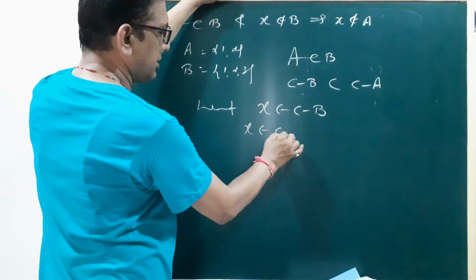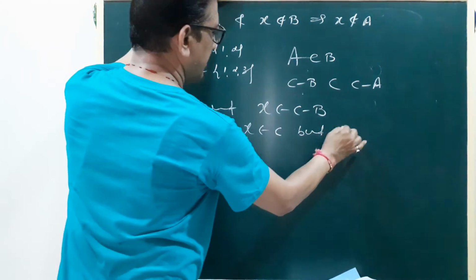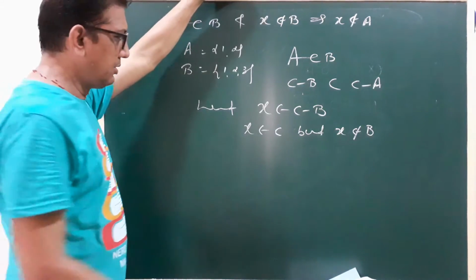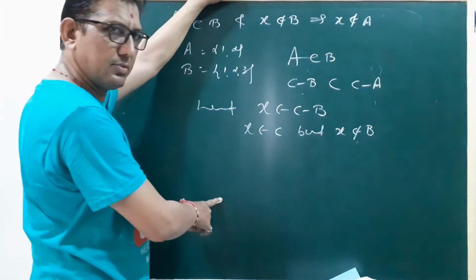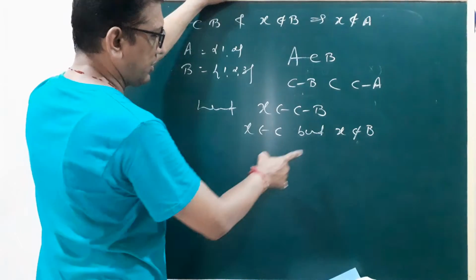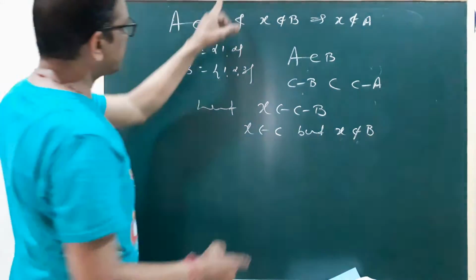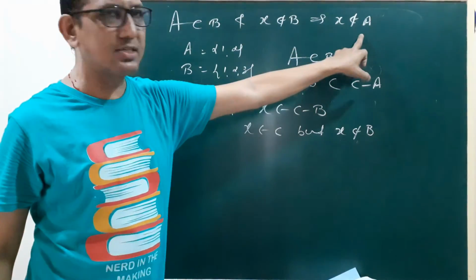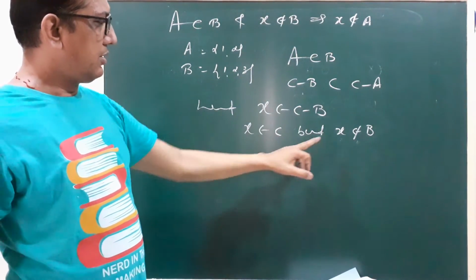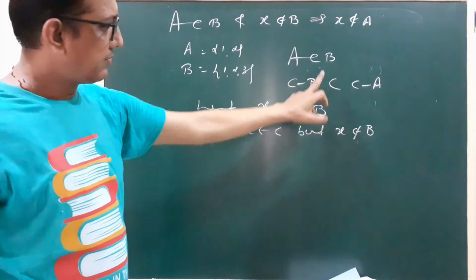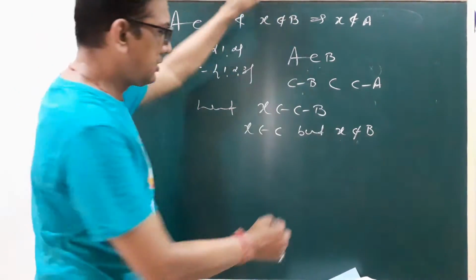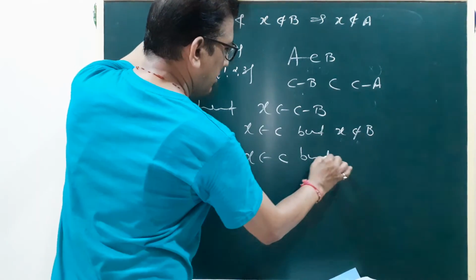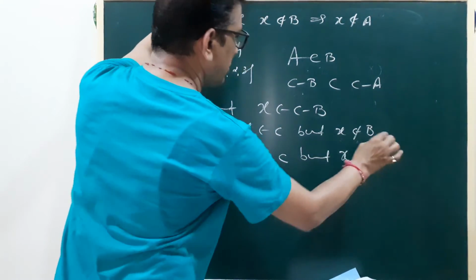What is the meaning of this? x belongs to C, but x does not belong to B. Is it clear? Okay, now by using this statement, A subset B and x does not belong to B, we write x does not belong to A. So also x belongs to C, but x does not belong to A.